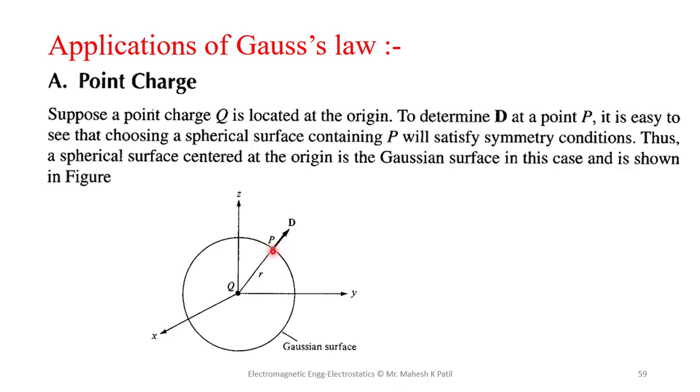So let this be the point P, which is kept at a distance r from this origin. It is easy to see that choosing a spherical surface containing P will satisfy the symmetric condition. So the spherical surface centered at the origin is the Gaussian surface in this case, which is shown in this diagram.